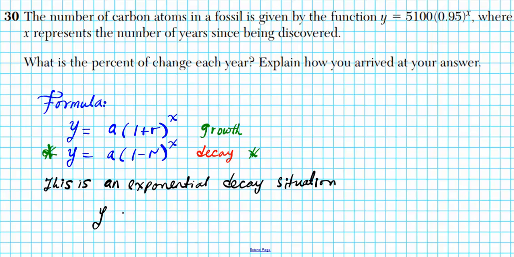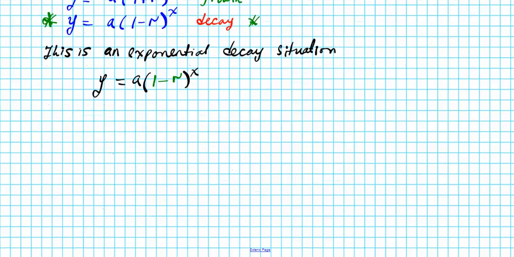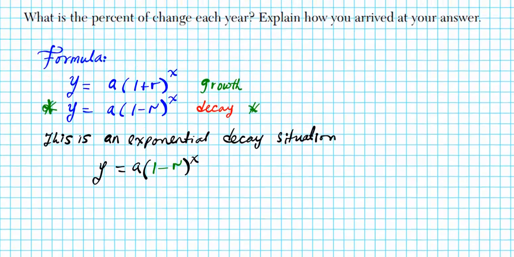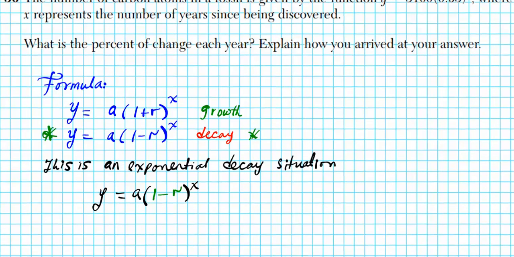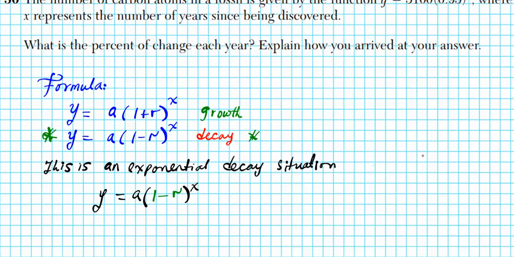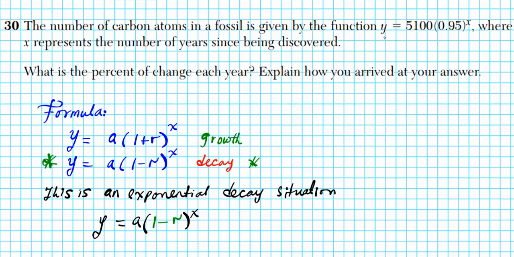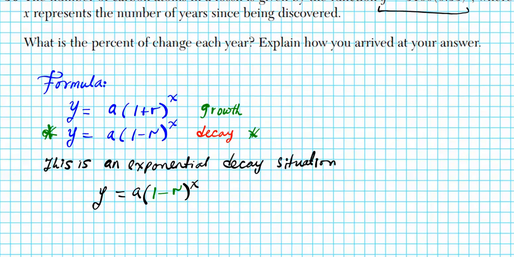let's rewrite it again. We have y equals a times 1 minus r raised to the x power. Okay, this is the formula we're using for radioactive decay. The question asks us for what percent of change each year. So what I'm going to do is take this equation that's provided for us, and I'm going to write it underneath this equation right here.